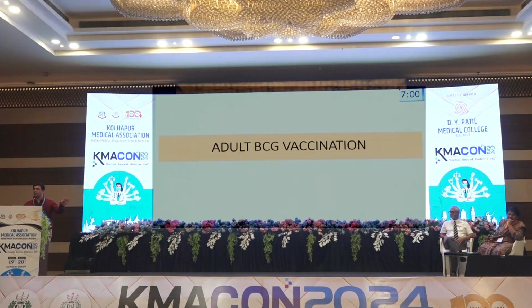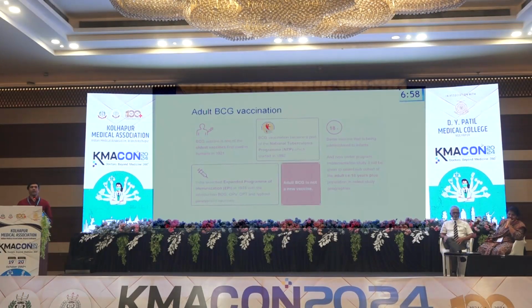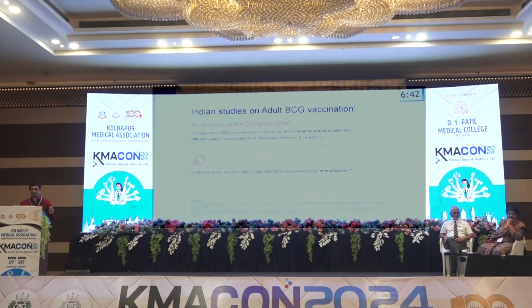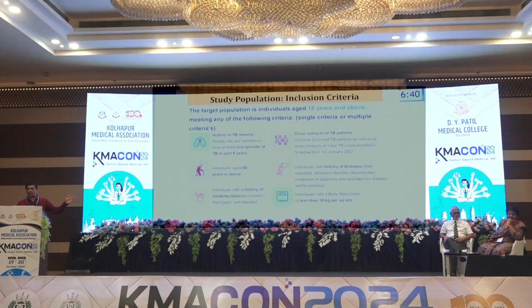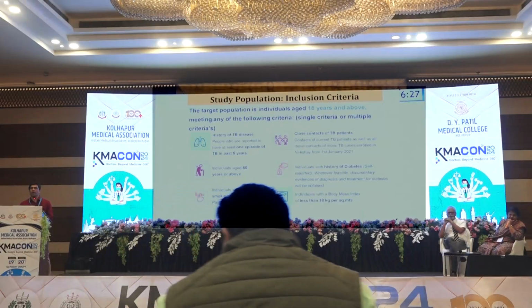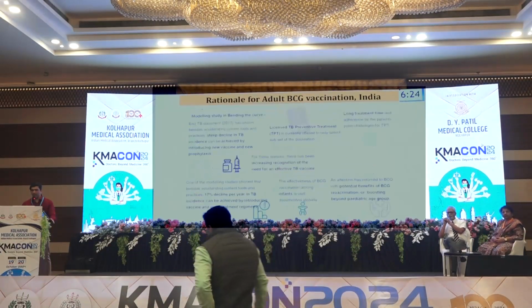At the end, I would just like to tell about the adult BCG vaccination. Right now, under this prevent strategy, in Maharashtra, there are approximately 40 districts where adult BCG vaccination is being carried out. Household surveys have been undertaken. The inclusion criteria were 6 high-risk groups: previous history of TB, close contacts of TB patients, individuals more than 60 years, individuals with history of diabetes, history of smoking, and BMI less than 18. These high-risk groups were included under this survey and are being offered adult BCG vaccination.